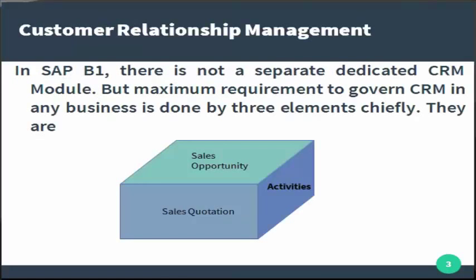In SAP Business One, as said, there is no separate dedicated CRM module, but the maximum requirement to govern CRM in any business is done by three elements chiefly. They are sales opportunity, sales quotation, and activities. In this topic, we introduce three new documents: the activity, sales opportunity, and sales quotation. We will take a look at how each of these documents can be used to support the CRM.